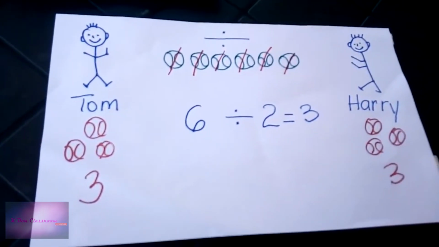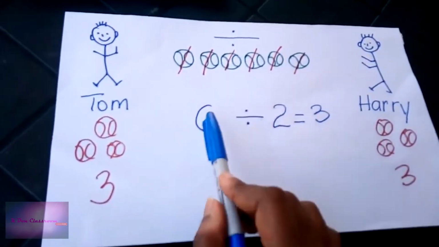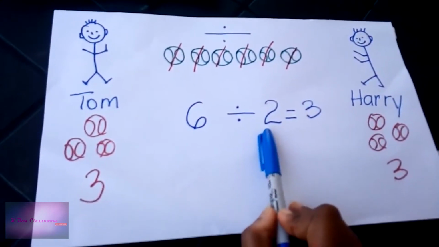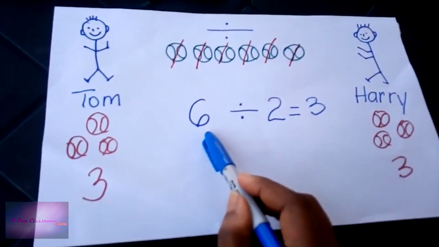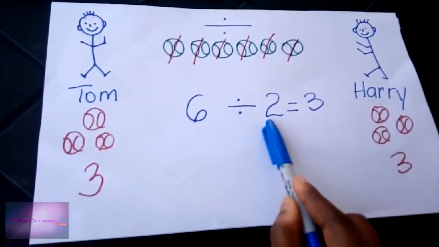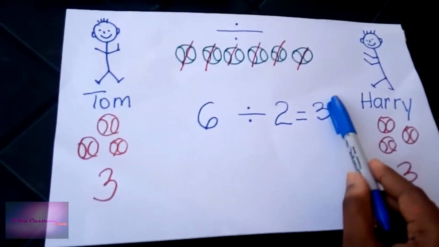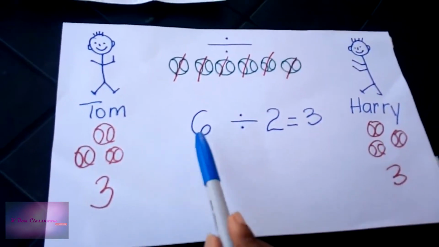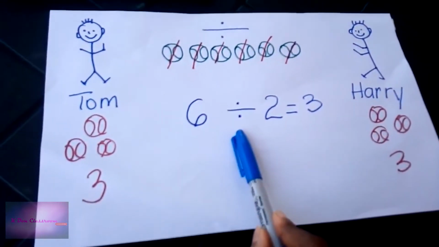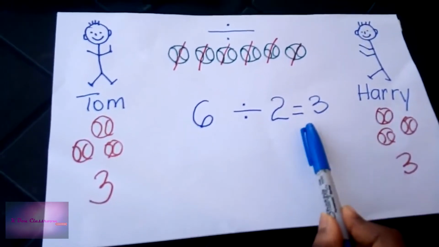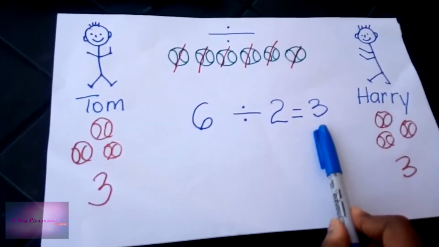So let's look at it again. When I share 6 balls for 2 persons, or I share 6 balls into 2 groups, I must get an equal amount of 3. 6 divided by 2 equals 3.